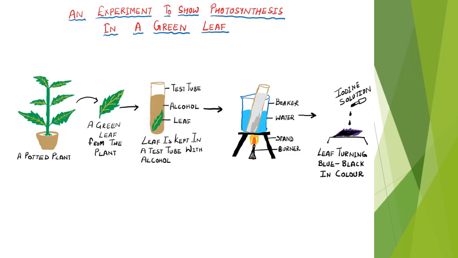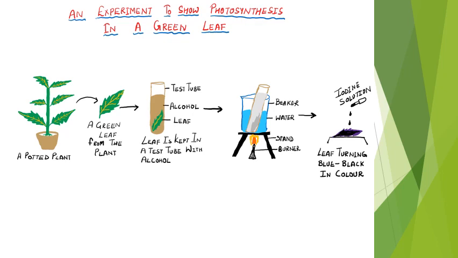Now mark it, actually we have to boil the alcohol with the leaf, but we can't boil alcohol directly on flame. Why? Because it is inflammable. So we have to prepare a water bath for it so that it will be safe to boil it. Now after boiling, we have to take out the leaf from the test tube using forceps. Never use your hand. And then keep it on a dish.